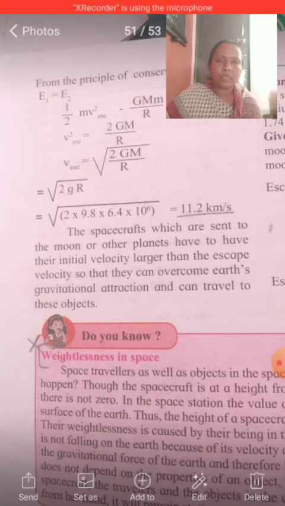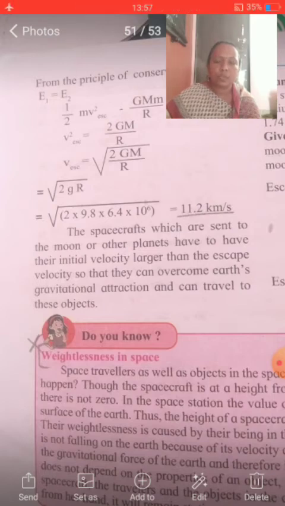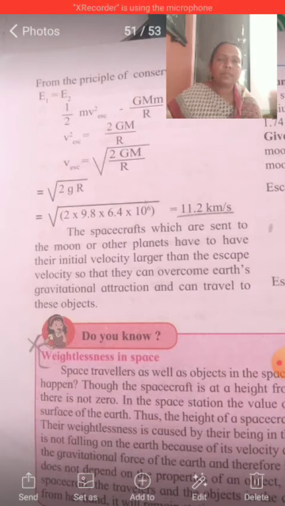It can also be written with the next formula, that is under root 2gR. Here small g is the acceleration due to gravity and R is the radius of the earth. These two formulas can be used for calculating escape velocity. The value of escape velocity on the earth is 11.2 km per second. If an object can obtain this much velocity, then it can escape from the earth's gravitational force effect.